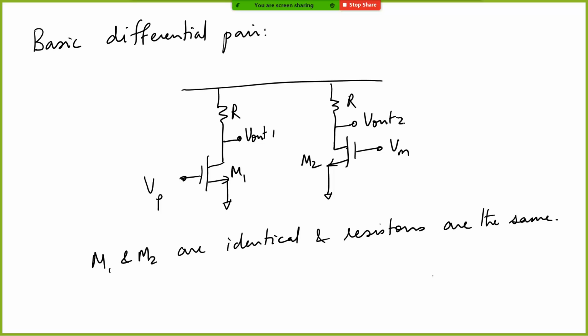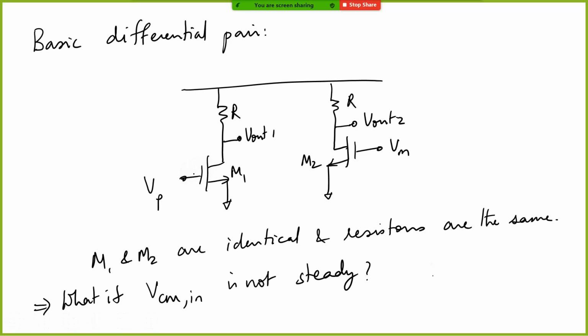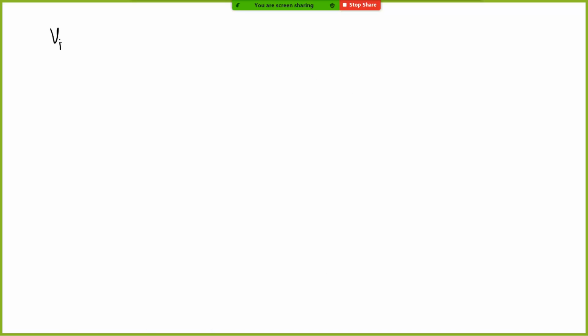But there is a very fundamental problem. What is the problem? What if the common mode voltage, which I am denoting as VCM in, or rather the DC common mode voltage, is not steady? What do I mean by not steady? For example, for some point of time the input signal V in CM is, let's say, 0.7 volt, assuming it's a 65 nanometer technology, and then suddenly it changes to, let's say, 0.65 volt.